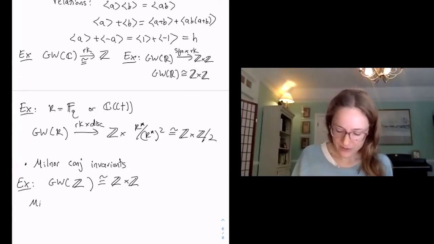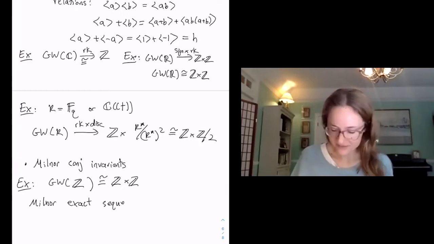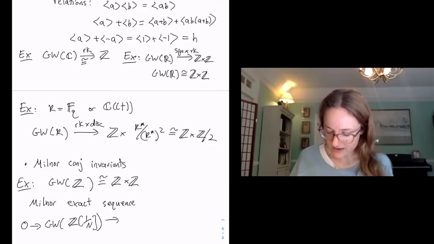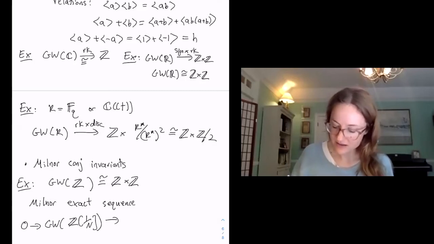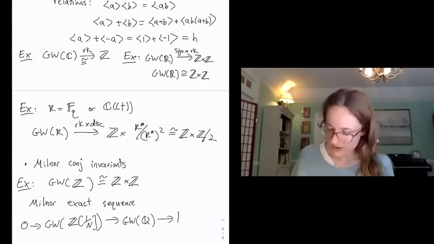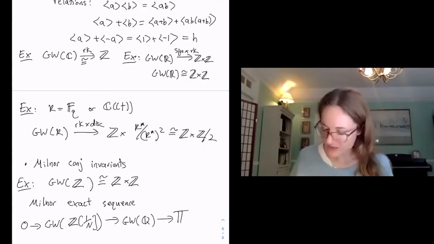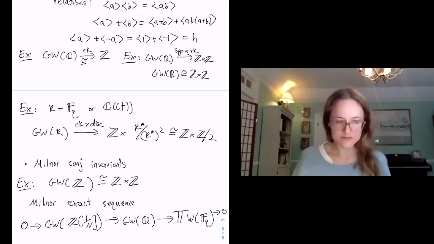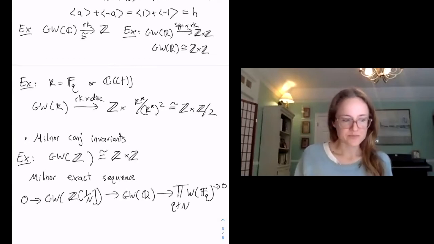For example, sitting inside GW of Q, or GW of R, maybe more straightforwardly, we have a Milnor exact sequence giving us the Grothendieck-Witt group of Z[1/N], and it'll sit inside the Grothendieck-Witt group of Q, and then there are some boundary maps to the Grothendieck-Witt group, which is the Grothendieck-Witt group divided by the hyperbolic form, for q not dividing N.